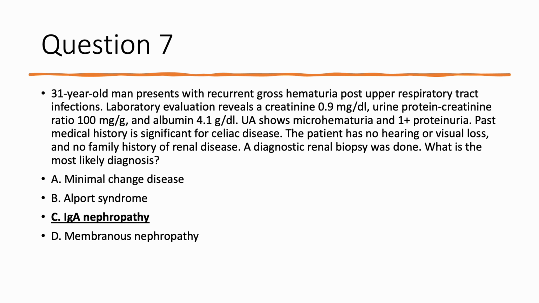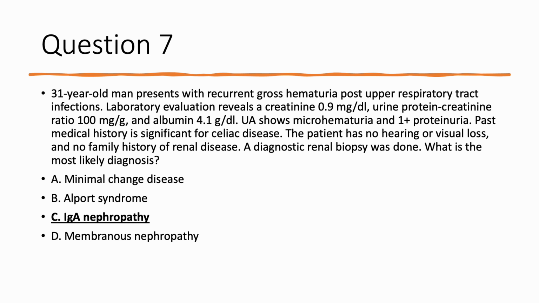So here you have microhematuria, recurrent gross hematuria, 1+ proteinuria, celiac disease, no hearing loss, no visual loss, then you have IgA nephropathy. Could it be minimal change disease? Well, minimal change disease is more nephrotic, sudden onset, lower extremity edema. Here you have only 100 mg of protein per gram creatinine. So it's really not characteristic.